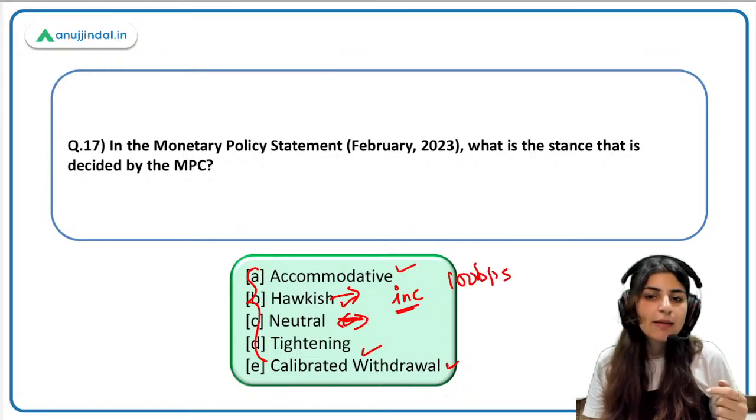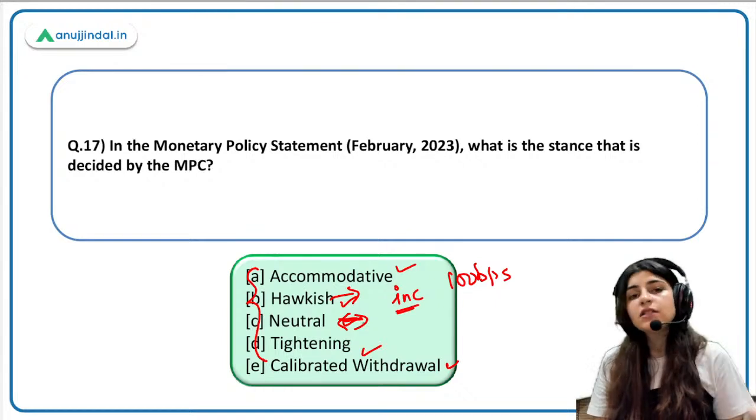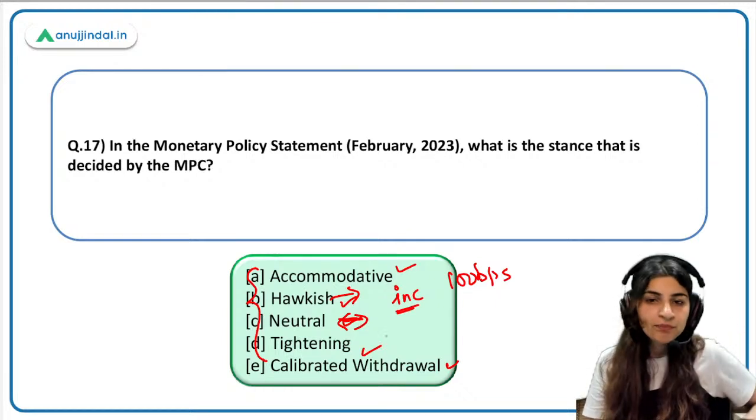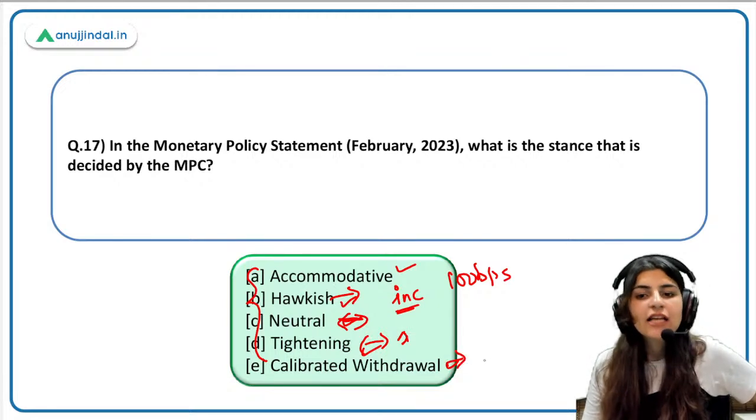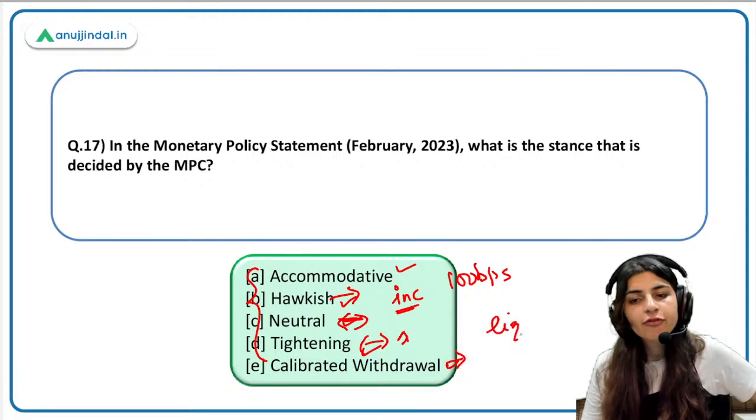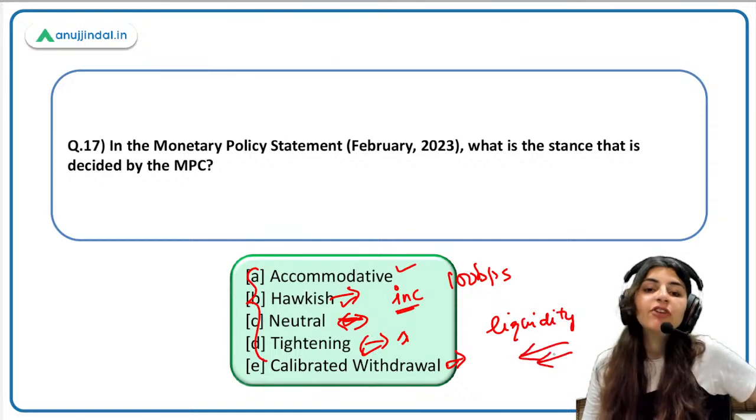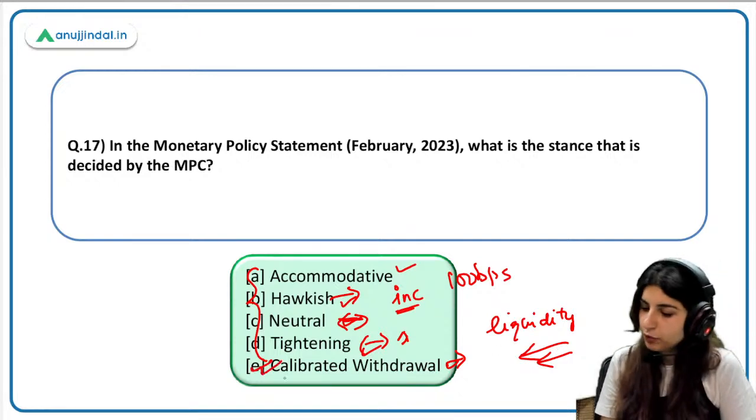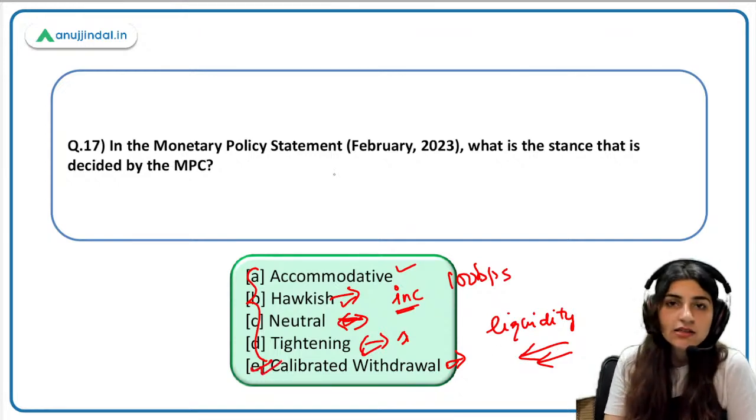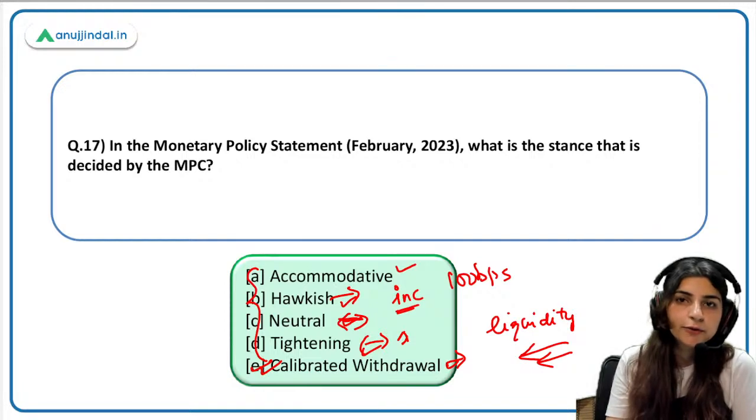In neutral, the same rate is there. RBI doesn't increase or decrease the rate. In tightening, again it increases the rate. In calibrated withdrawal, RBI's focus is that the liquidity that was infused should be withdrawn. There should be withdrawal of that liquidity. So this time it was calibrated withdrawal because there was an increase in the repo rate.